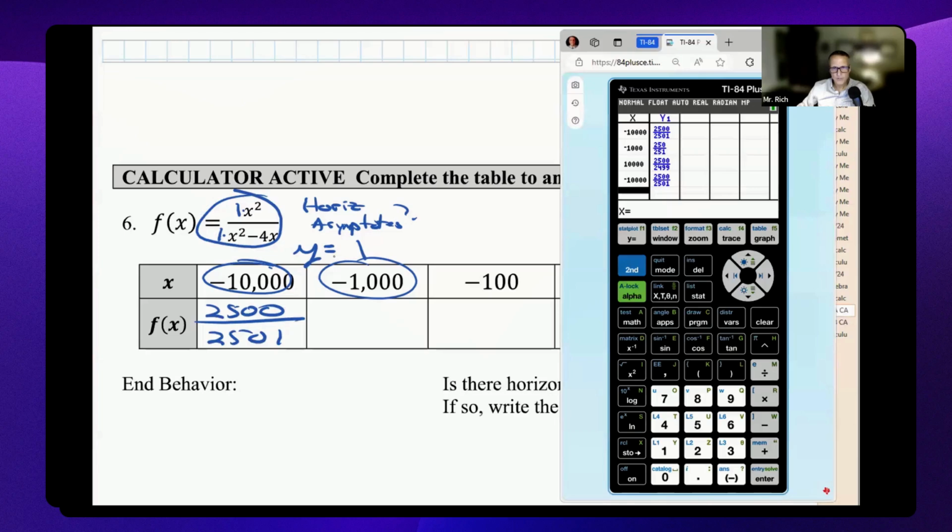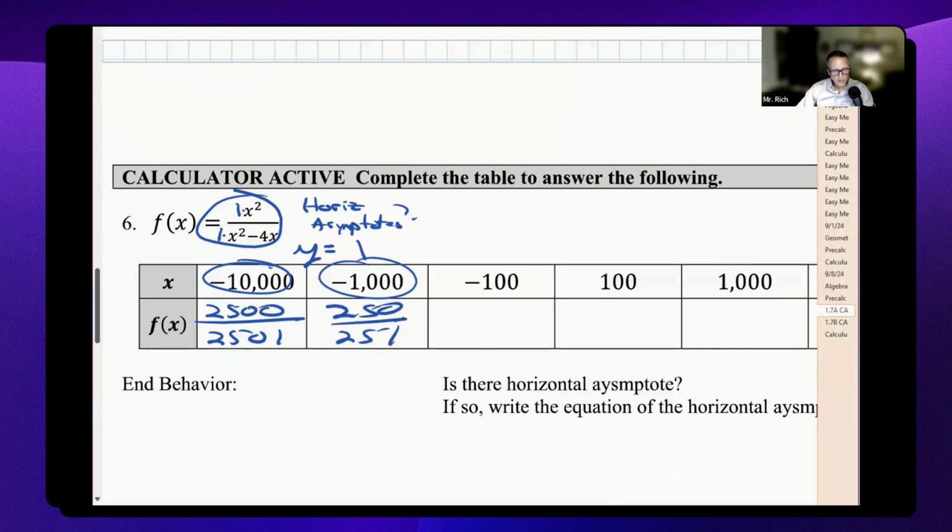If I tell it to put in negative 1,000, you can see I already did that. It gave me 250 over 251. What is this telling us? Well, hopefully you realize that 2,500 divided by 2,501 is almost one. It's very close to one. It's 0.999. Okay, it's just under the number one.